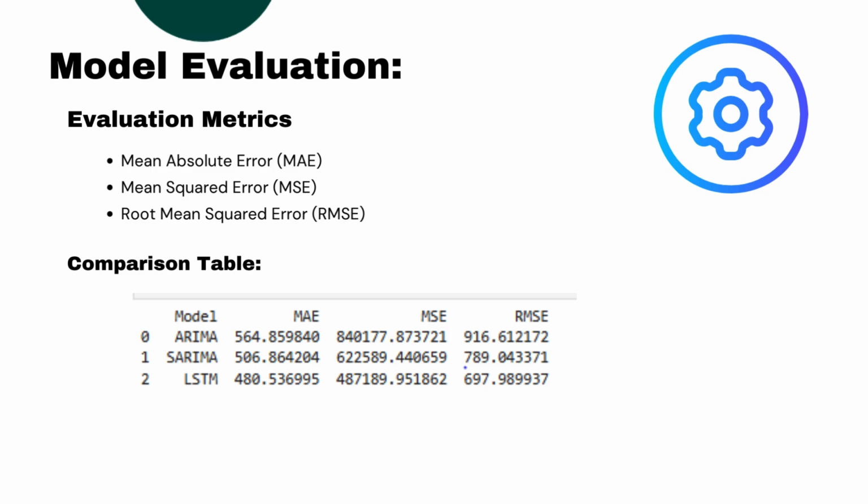To compare between models, we're going to look at the comparison table. So we found out that LSTM has the best performance among the three models as it has the lowest mean absolute error, mean squared error, and root mean squared error.